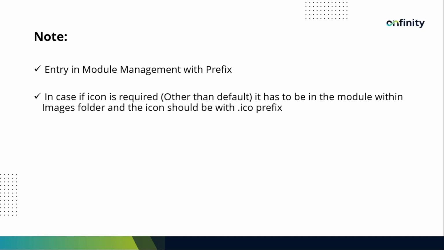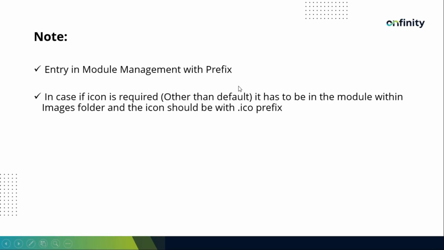However, if you need to add your own icon for the tab panel, you must deliver it via a module. Therefore, in the Modules Images folder, the icon should have the .ico prefix. That is the basic requirement for a tab panel. This is how you can configure a tab panel onto your stream.